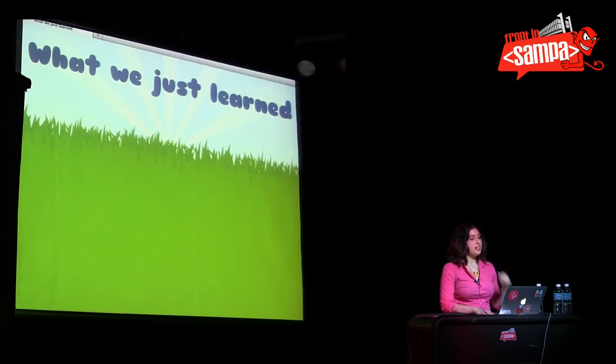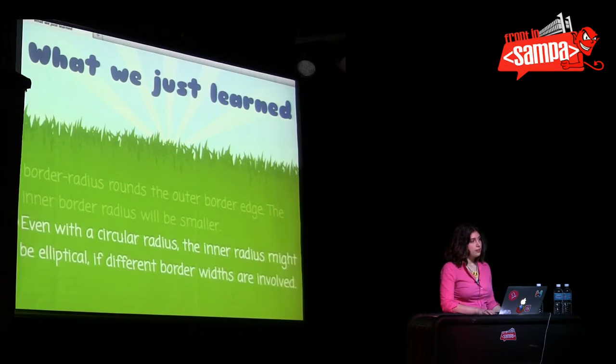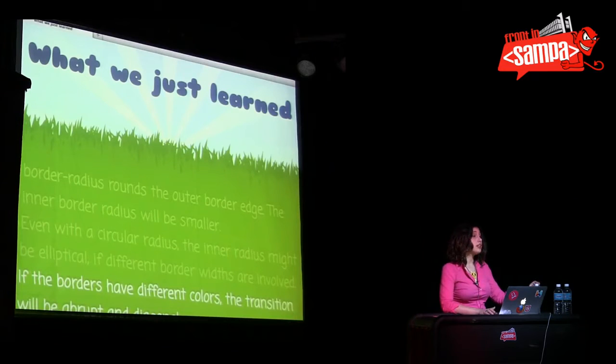So a recap of what we just learned. Border radius rounds the outer border edge. The inner border radius will be smaller. How much smaller? As much as our border width. Even with a circular radius, the inner radius might be elliptical if different border widths are involved, which we saw how we can overcome by manually specifying an elliptical border radius. And if the borders have different colors, the transition between them will be abrupt and diagonal, and it will only depend on the borders we have, not on the border radius.